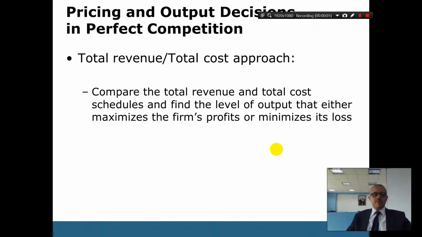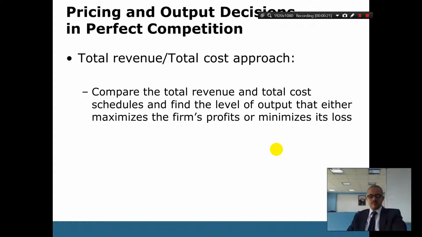Now, the pricing and output decisions in perfect competition, we've got the total revenue, total cost approach. You want to compare the total revenue and the total cost schedules, and you want to find the level of output that either will maximize the firm's profit or minimize its loss. Makes sense? That makes sense.